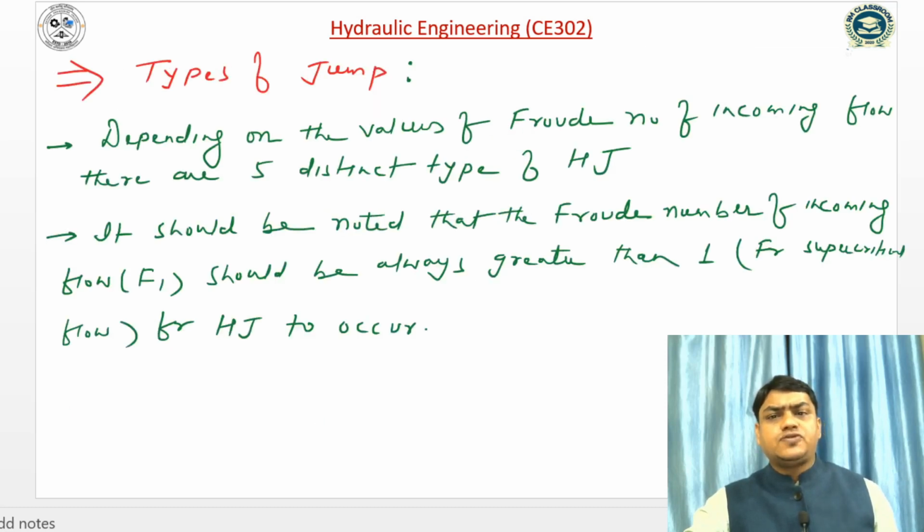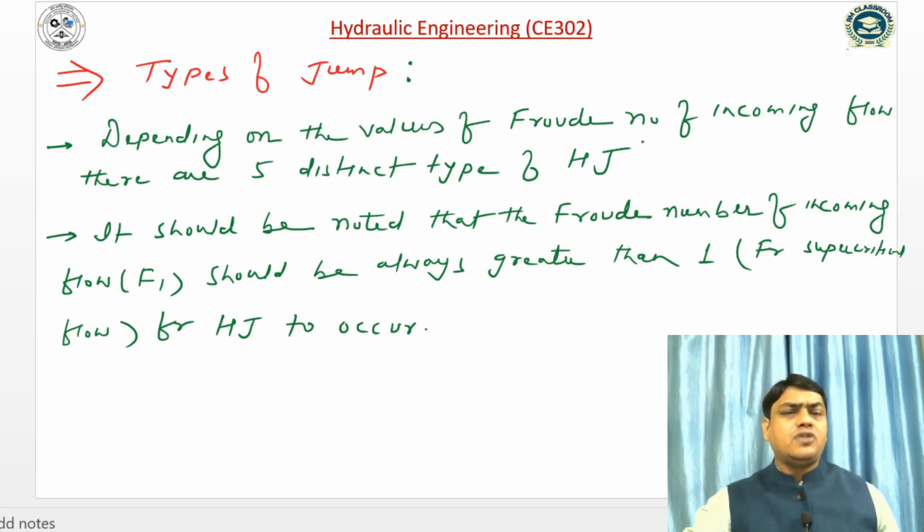There are various types of jump like undular jump, weak jump, oscillating jump, steady jump, and strong or choppy jump. So on the basis of initial Froude number, we will classify these 5 types of jump. Like for the undular jump, our Froude number lies between 1 to 1.7. Similarly, in case of weak jump, our Froude number lies between 1.7 to 2.5. And for the oscillating jump, the initial Froude number lies between 2.5 to 4.5. And for the steady jump, our initial Froude number lies between 4.5 to 9. And for the strong or choppy jump, our initial Froude number is greater than 9. So with the help of initial Froude number, we can classify the various types of jump.